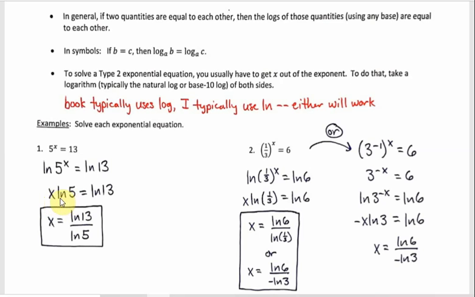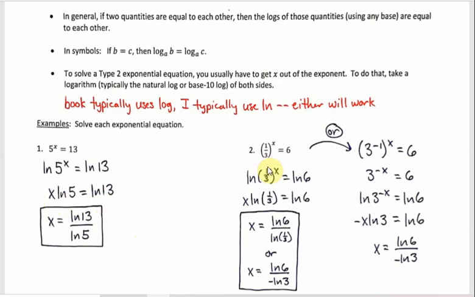Then you can solve for x, right? Because this is just multiplied by some number. Natural log of 5 is just some number. Natural log of 13 is just some number as well, so you could just divide both sides by the natural log of 5, and then you're done, right? So natural log of 13 divided by natural log of 5, whatever that is, that's x.